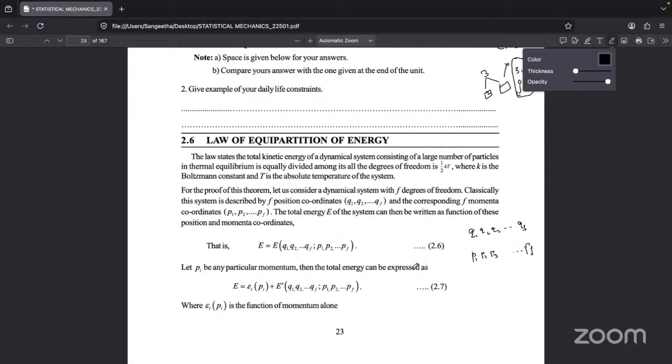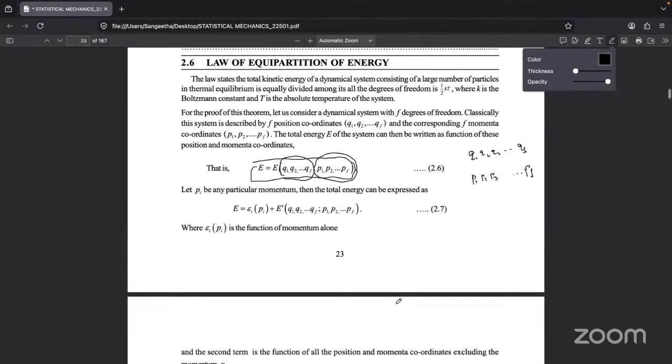So these position and momentum coordinates are written in the total energy equation. Energy E equals capital E of q1 to qf, the position coordinates, and p1 to pf, the momentum coordinates. Using these coordinates, I am adding epsilon, an extra momentum function, to the equation. The momentum function is represented with epsilon times sigma of pi.